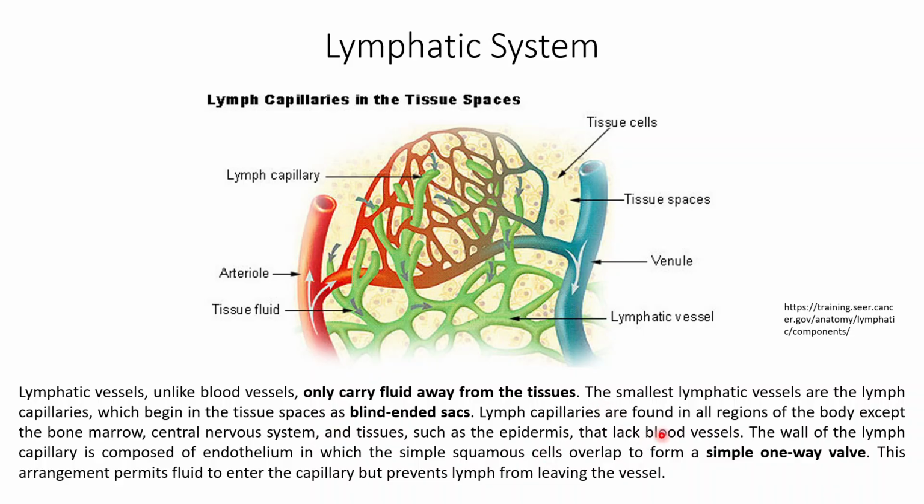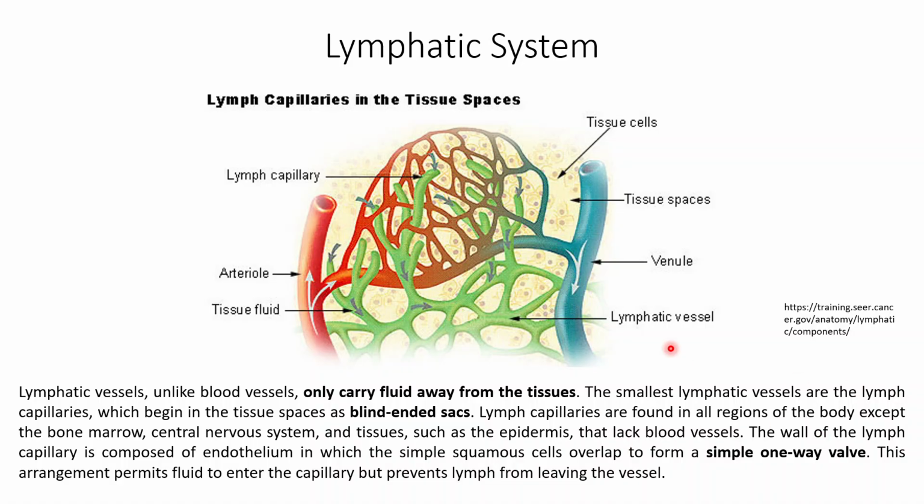Okay, so the lymph capillaries are found in all regions of the body except for a few places, like you don't see them in the CNS or the central nervous system, and you don't see them in the bone marrow, right? And you also don't see them in certain tissues like in the epidermis, the highest level of your skin, because that also doesn't have blood vessels. So wherever there are a lot of blood vessels, aside from these particular examples, you would see lymph capillaries as well, because there's always going to be tissue fluid accumulating in those regions.